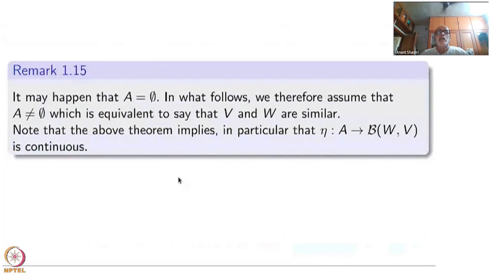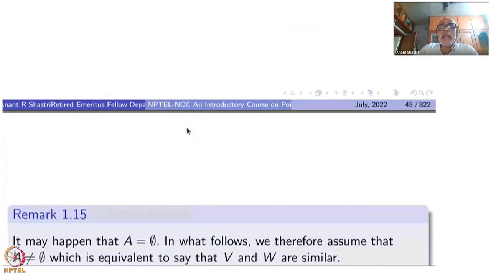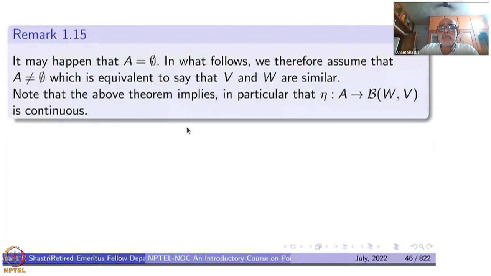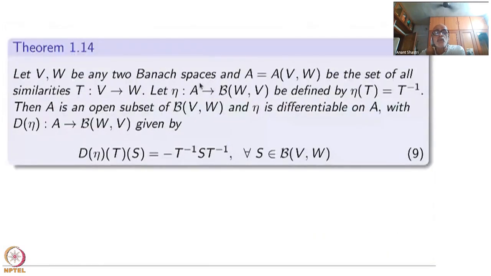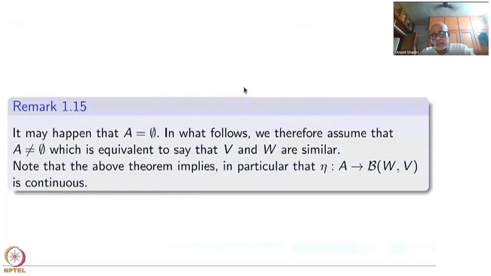First of all, what may happen is that A is empty. What is the meaning of that? There may not be any similarities between V and W. So there is no statement about this being non-empty here. But on an empty set, whatever I have said is vacuously true. So there is no logical difficulty here. But if you want to prove something, you should assume A is non-empty, that's all. Otherwise, you don't have to prove anything. All right, so assume A is non-empty, then we can follow. What is the meaning of A being non-empty? There is some similarity, which means V and W are similar already.